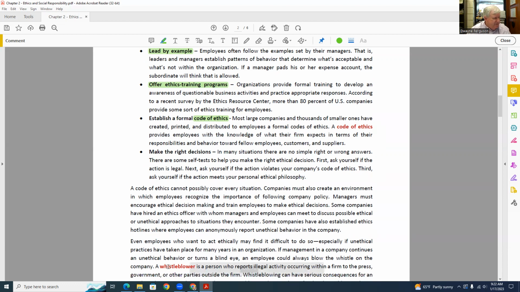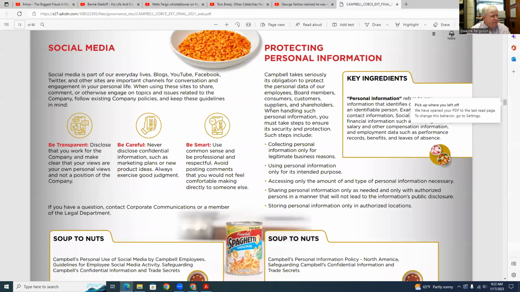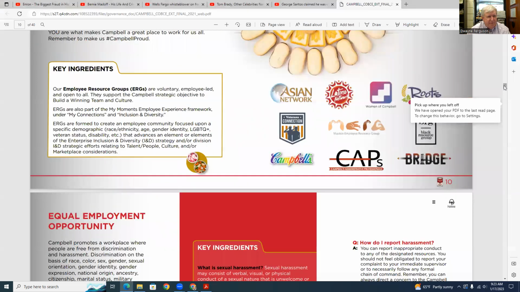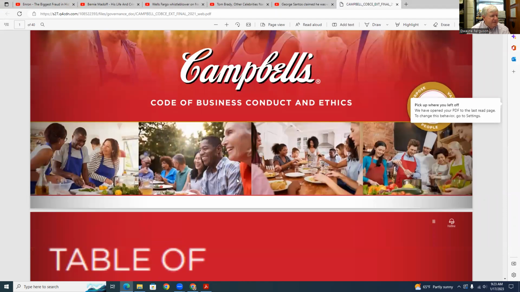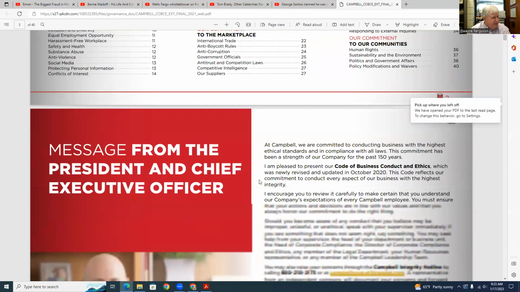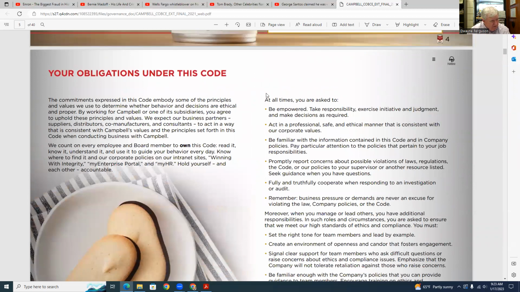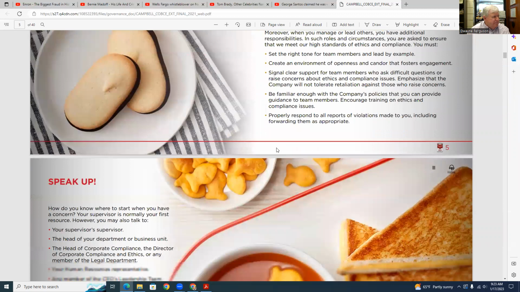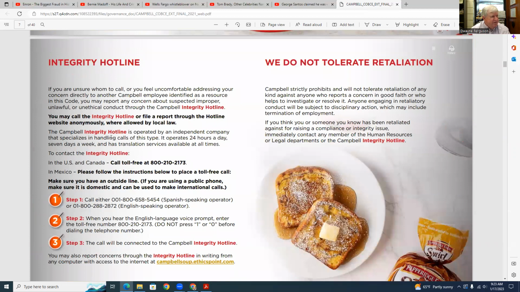And I do have a bunch of these I can put up for you. So like, here's one from Campbell Soup. So basically, let me go back up here to the top of it. Basically, this one's called Code of Business Conduct and Ethics. And the company will list at all times you are asked to do these things under the code, and getting people to speak up if they see something not right. Here's an integrity hotline they can call.